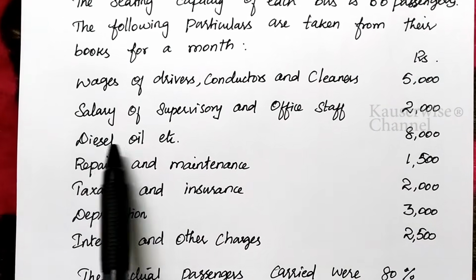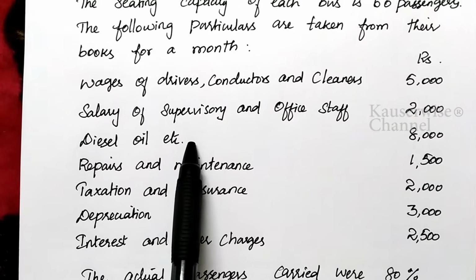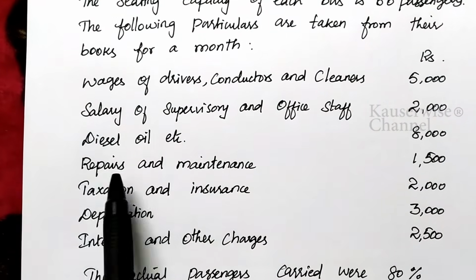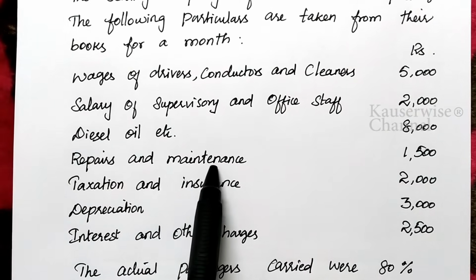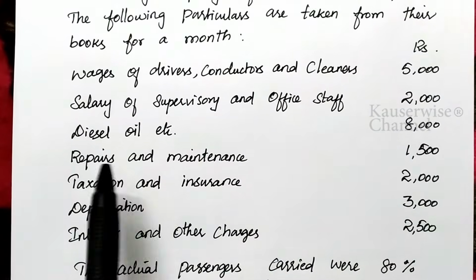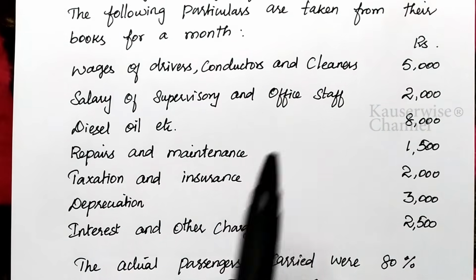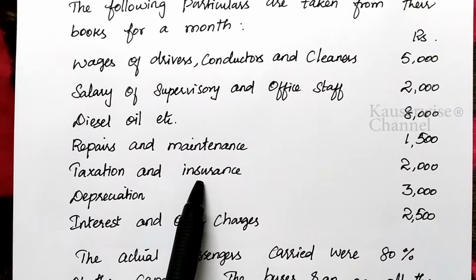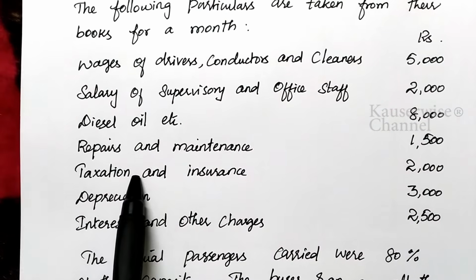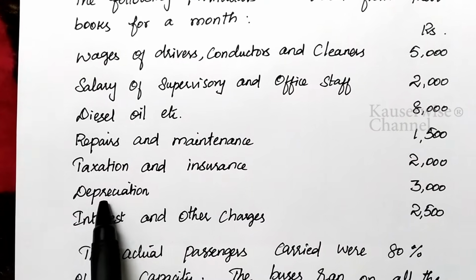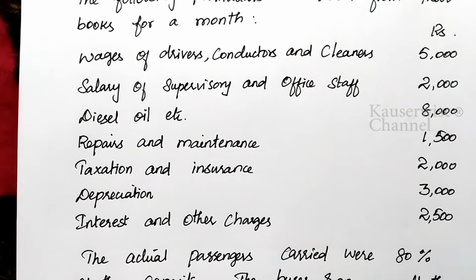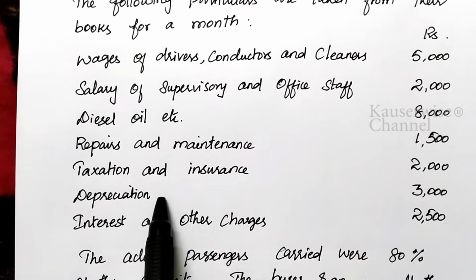And then diesel and oil, this will vary depending upon the travel or trip. So this will come under variable cost. And then the next one, repairs and maintenance. This also depends upon the travel or distance. So this will come under variable cost. And then taxation and insurance. This also remains the same for each and every month. So this will come under fixed cost. And then depreciation. Depreciation depends upon the usage of the transport. So this will come under variable cost.